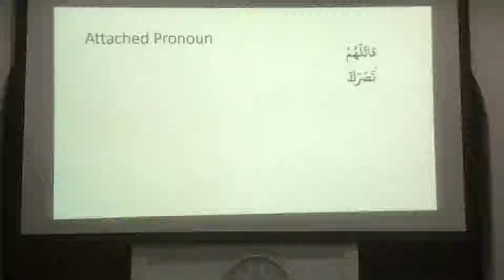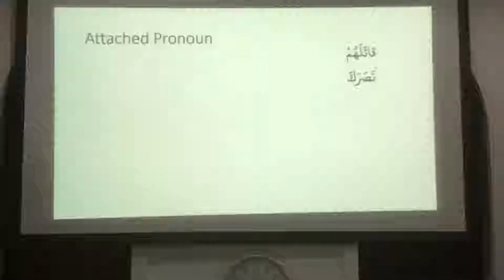So here, the attached version of the pronoun is nasara ka. Whenever it is an attached pronoun, don't think about whether it's an outside doer or an inside doer, because it's an attached pronoun. It's not any other word. It is not the other version. So nasara ka means he helped you. The simple translation: nasara means he helped.